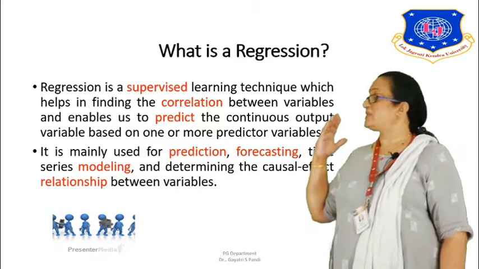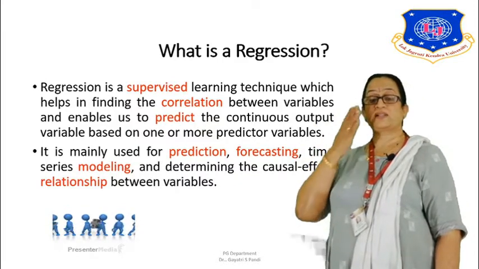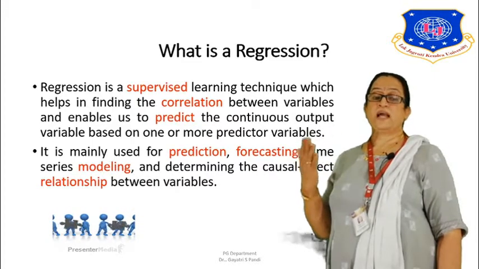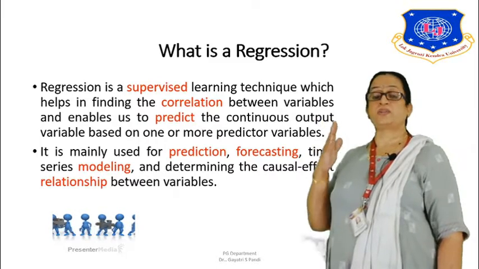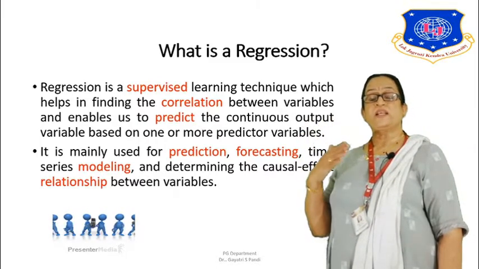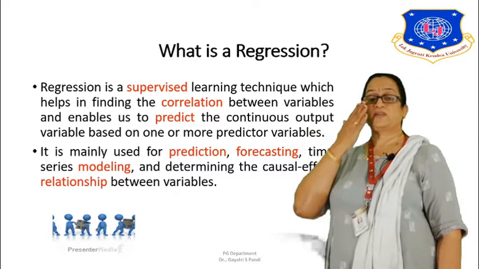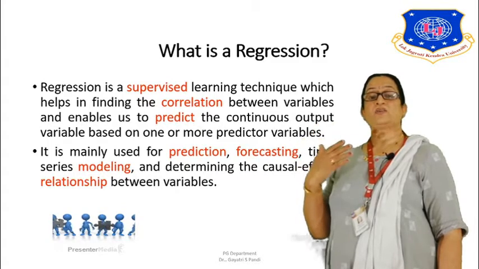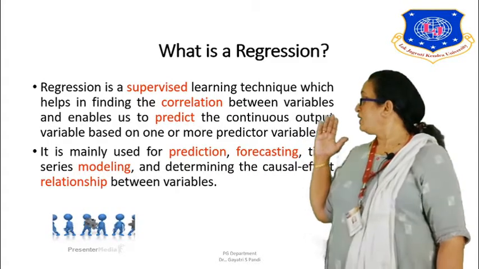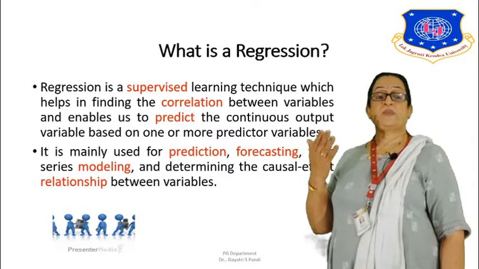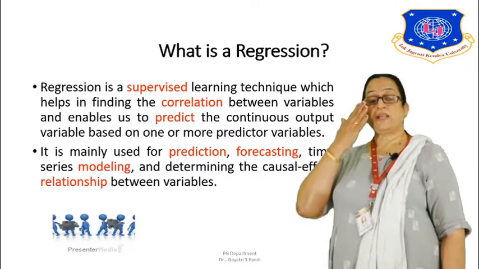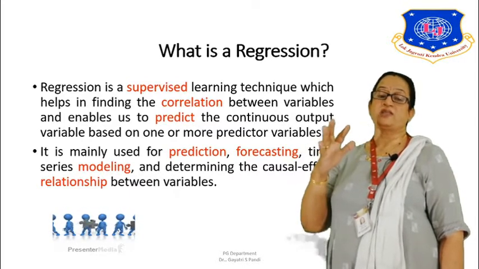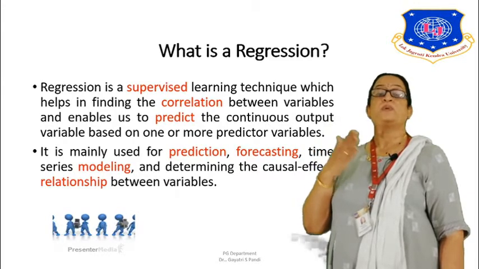So regression is basically a supervised learning technique, as we discussed in the last session, which helps in finding the correlation between the variables and enables us to predict a continuous output variable, and that is basically based on one or more predictor variables. So you have more than one predictor variable and you try to predict the continuous output. So it is mainly used for prediction, forecasting, time series modeling and determining the causal effect relationship between the variables. It has various applications, basically more useful in various predictions.